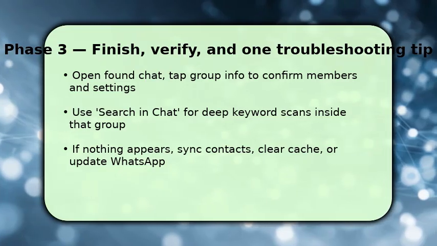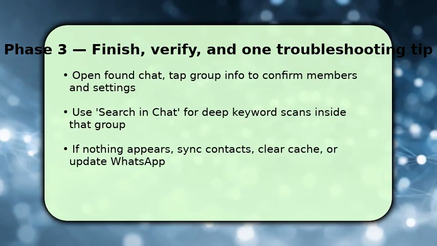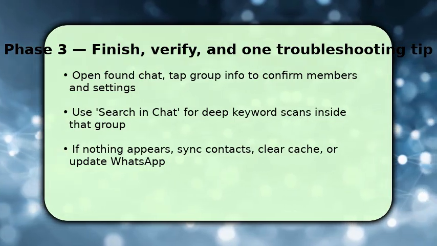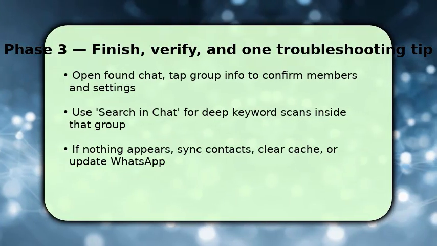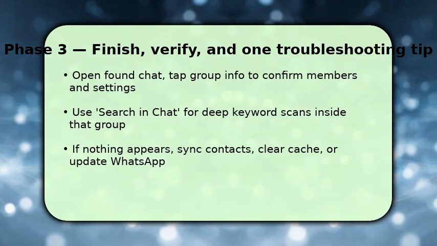If you can't find expected groups, make sure contacts are synced, clear the app cache, and install any pending updates, because incomplete permissions or outdated binaries often hide groups. If problems persist, restart the phone and repeat the search.